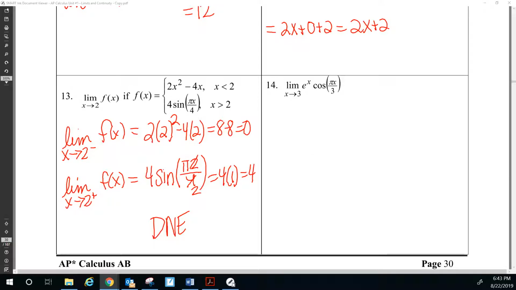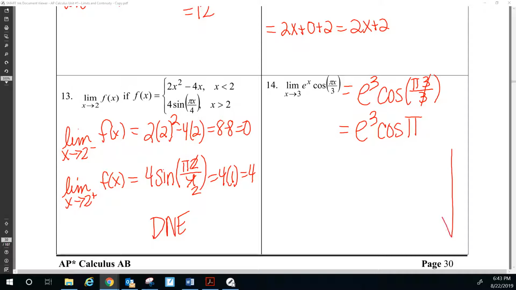This time I don't have anything in a denominator to worry about, so we can plug this guy straight in. So this would be e cubed times cosine of pi times x, which is 3 over 3. Well, my 3's are going to cancel. So this is e cubed cosine pi. Where is pi on my unit circle? That's 180 degrees. That's the point (-1, 0). Cosine is your x value, so this would be e cubed times -1, or negative e cubed.